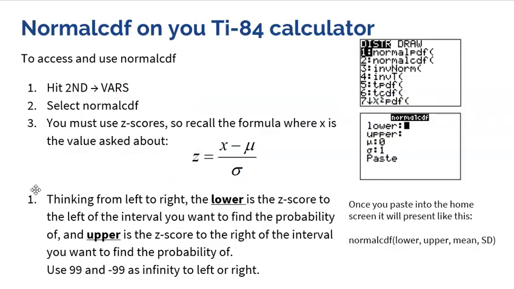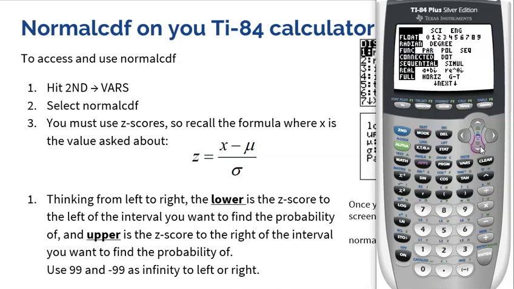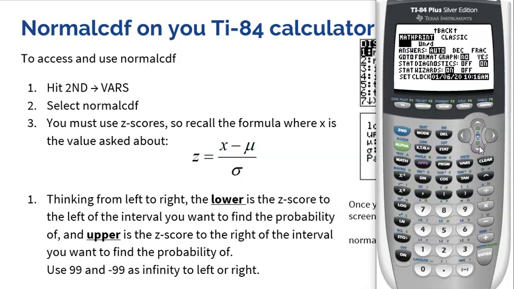First off, we need Normalcdf to calculate probabilities with the normal model. To get Normalcdf, you hit second and then vars. On my calculator, I'm going to hit the second button in the top left and then vars, which stands for variables. You'll see option 2 there is Normalcdf. Oh, and by the way, if your calculator screen does not look like mine right now, with lower, upper, mu, sigma, and paste, you need to go to mode and make sure Stat Wizards is turned on.